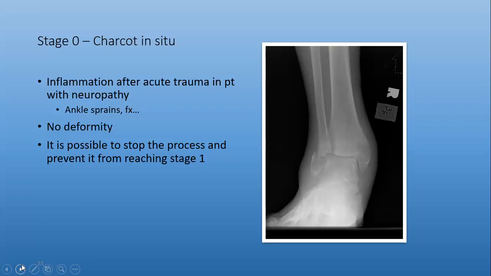So who wants to read this ankle film? And this is not Charcot yet, so this is just a normal trauma. Somebody. I can go for it.